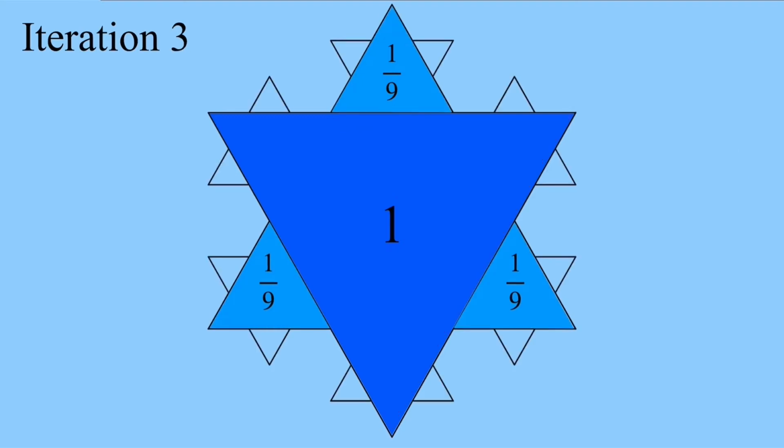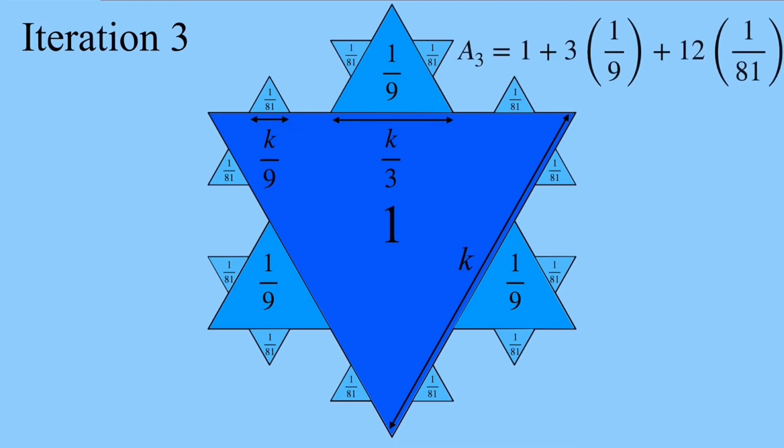Then for iteration 3, we're adding on even smaller triangles, but all of these are still just shrunken down versions of the original triangle. So they're still similar, and their lengths are k over 9 compared to the original of just k, and so the areas will be 1 over 81 because we have 1 over 9 squared. And adding up all these areas again, we get to simply 1 and 13/27, or just 40 over 27 if you prefer improper fractions.